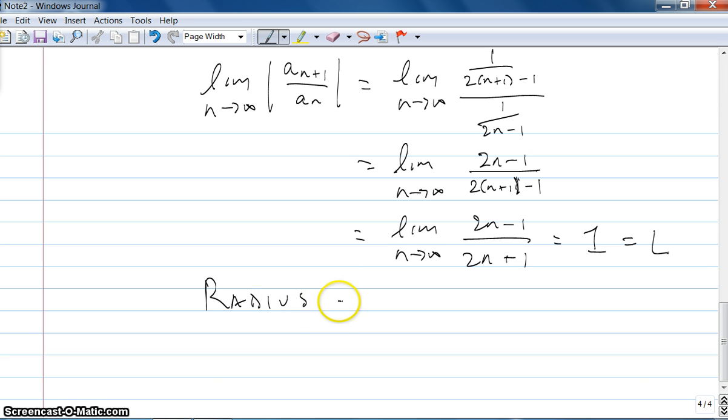So here, remember this is L, the limit of that, and the radius is 1 over L. In this case, it's just 1 over 1, so there's nothing going on there. So there's our radius, and so far my interval is negative 1 to 1, but we've got to check the endpoints.